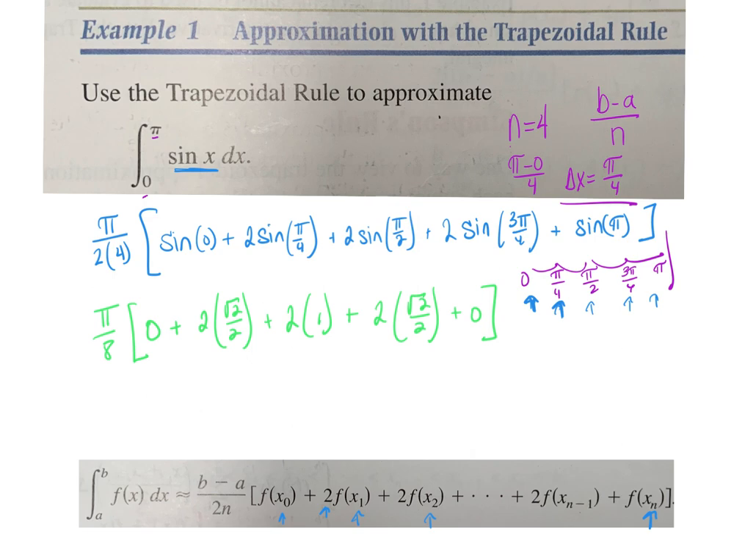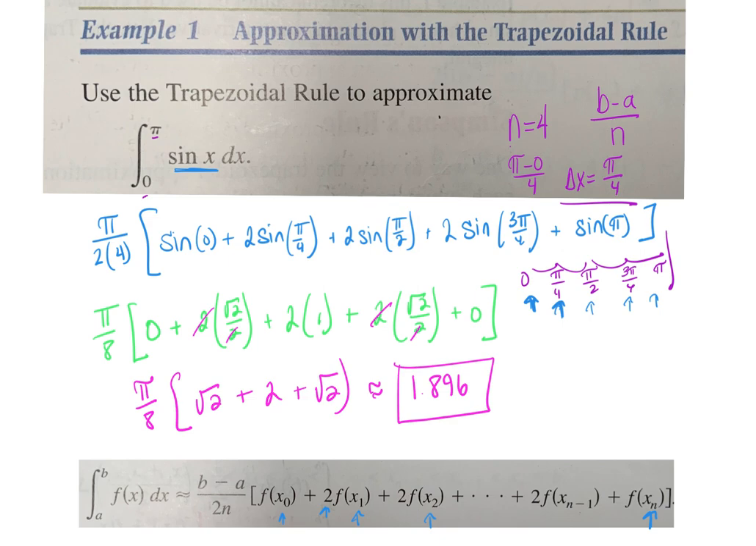Zero, it cancels. These 2's cancel, so we get square root of 2. 2 times 1 is 2. These 2's cancel, we get square root of 2. If we were to multiply that out, it depends on if they want exact or decimal. They actually gave it to us in decimal. So if we multiply pi over 8 times 2 plus 2 square root of 2, you're going to get approximately 1.896 as the area.